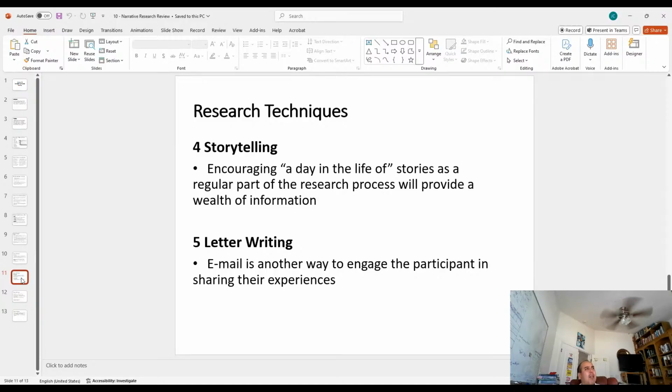So you have storytelling, where you're encouraging a day in the life of a particular participant as a regular part of the research process that will really provide a wealth of information.